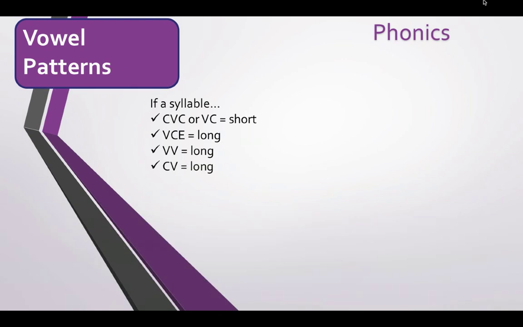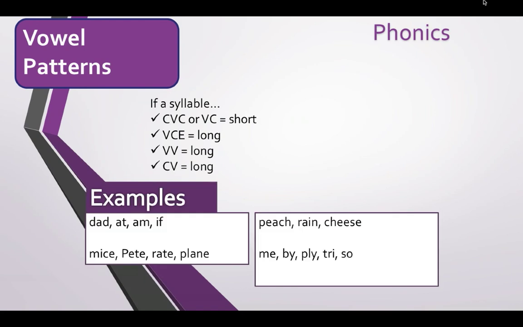So general vowel patterns: if you're looking at a syllable and you have a consonant vowel consonant or a vowel consonant, it tends to be a short vowel sound. If you've got vowel consonant E, it tends to be a long vowel. Vowel vowel also tends to be a long vowel sound, and consonant vowel also tends to be a long vowel sound. And these are various examples.